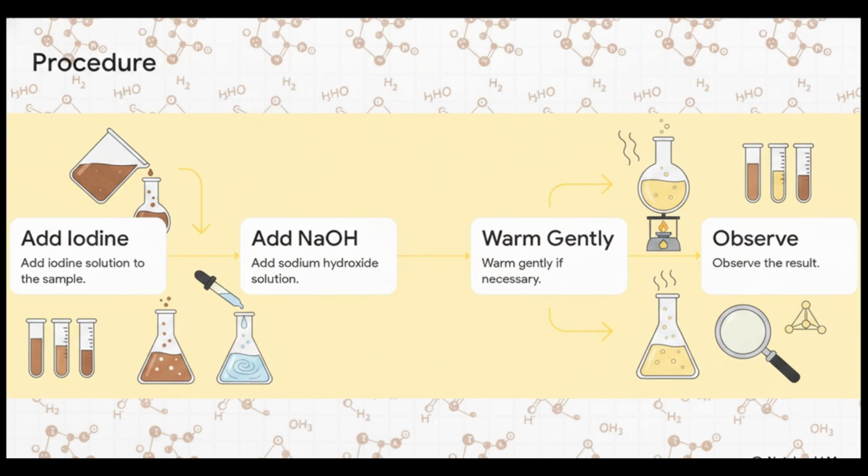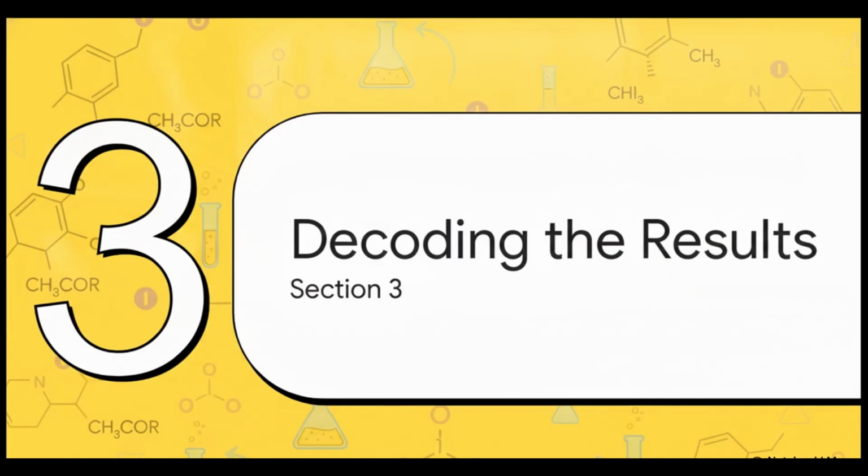Now, the procedure itself is just brilliantly simple. You literally just mix your sample with iodine, add in your sodium hydroxide, maybe apply a little gentle warmth if it needs a tiny push, and then you just watch what happens. It really is that easy. Okay, section 3, decoding the results. Let's see how that physical procedure actually turns into actionable data.